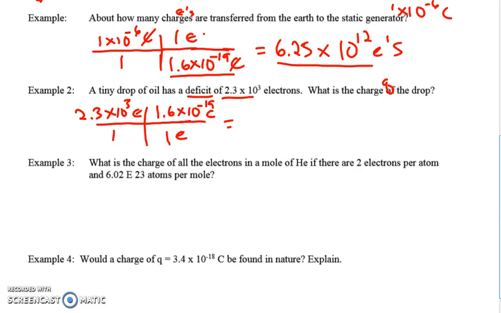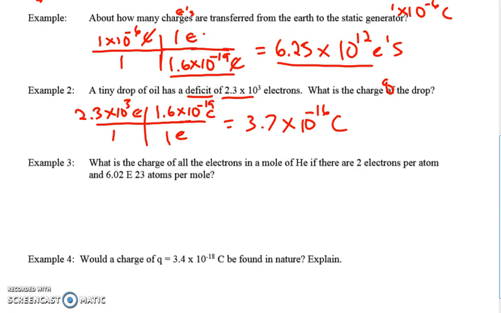Okay, so if I get out the old handy calculator, 2.3 times 1.6, I see I get about 3.7 times 10 to the negative 16th coulombs. So it's still a tiny amount of charge, but it's bigger than 1 electron. In fact, it's 2,300 times this. So that should be pretty straightforward.